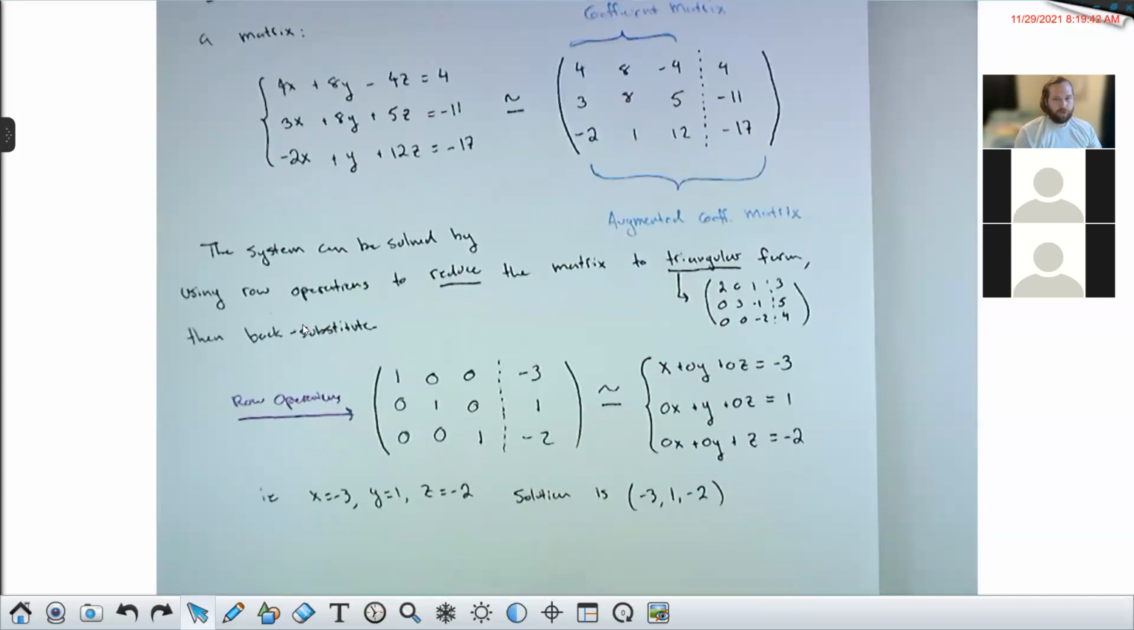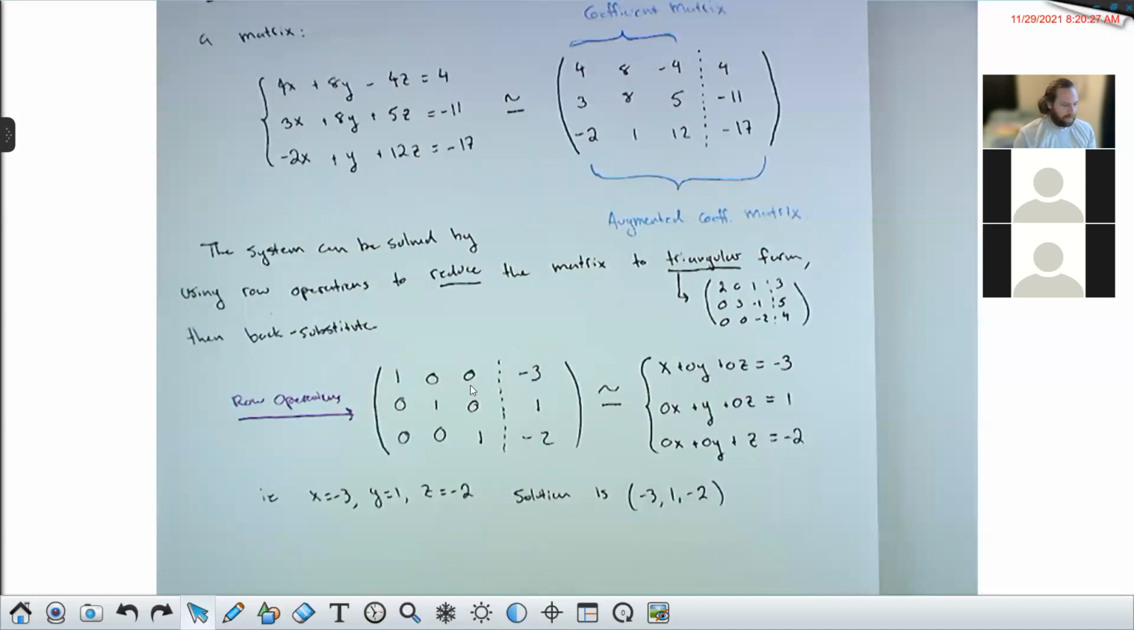But the point of what I'm showing you down here is that if you have ones along the diagonal and zeros everywhere else, then boom, this is your solution. You don't have to do anything else. You just say, okay, -3, 1, -2. Because each of these rows represents an equation that just says, for example, here, x equals -3, y equals 1, and z equals -2. So if you're able to get your matrix into this form, where the main diagonal is all ones and everything else is zeros, then the right-hand side here is going to be your solution. And that's a very nice observation.